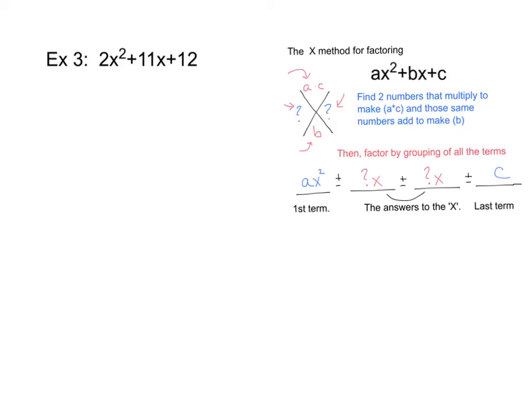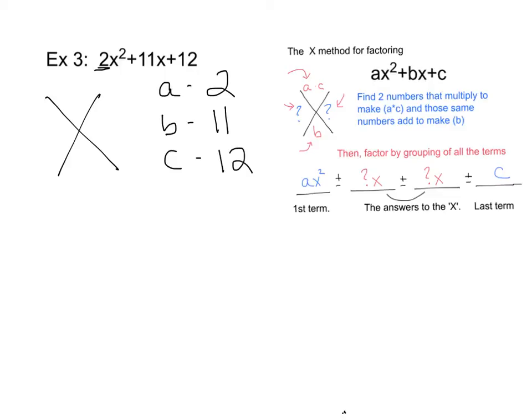Same setup as previous. I've got my notes in the upper right, and now I've got something slightly different. My a value has a value to it, so let's go ahead and write everything out. There's my x, my a, my b, and my c. My value for a is positive 2. My value for b is positive 11. My value for c, positive 12. On the top of my x, I get a times c, which is 24. And at the bottom, I get 11.